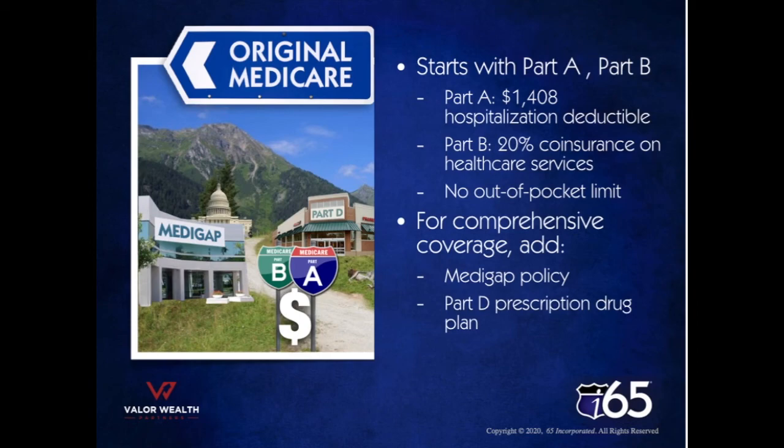So for comprehensive coverage, you also add a Medigap policy and Part D prescription drug plan, both provided by private insurance companies. With these pieces in place, most, if not all, of the out-of-pocket costs of having A and B by themselves can go away.